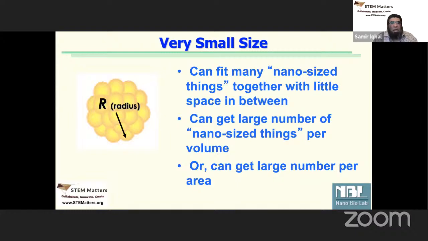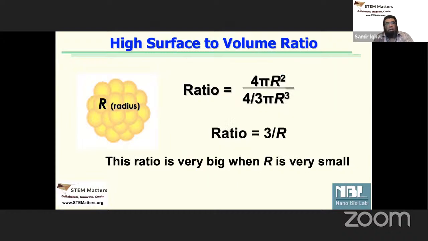Now to put this in a mathematical perspective, take a sphere. Its surface is 4 pi r squared, and its volume is 4/3 pi r cubed, right? You agree with me on the simple formula? High school maths. We can just get the ratio, which is 3 over r. So as r goes down, the ratio goes up.